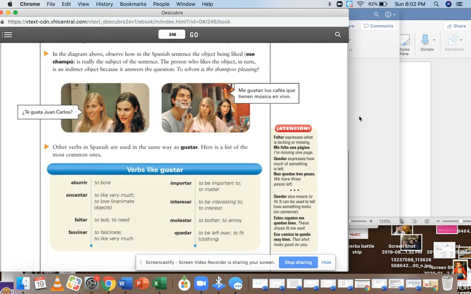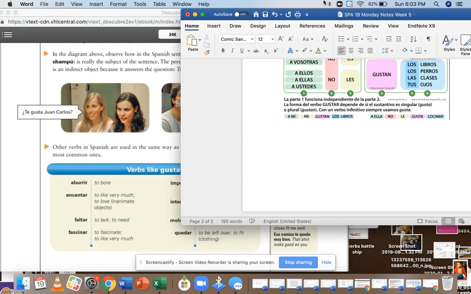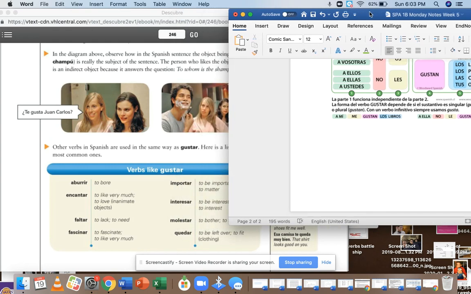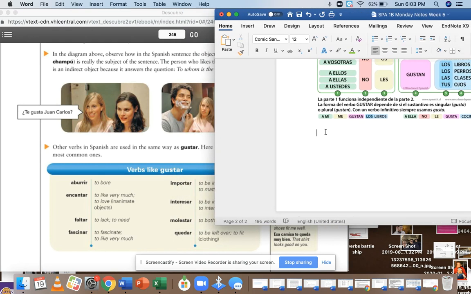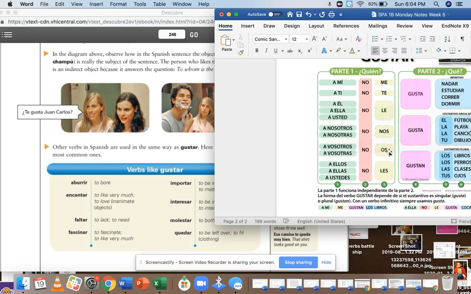So, for example, if you were to say, homework bores me. If you were to use the verb aburrir, the same way that we'd use gustar, we'd say, let's talk about homework. La tarea me aburre. Okay? It's not conjugated the same way as a regular verb. We have to use the construction that we just talked about with gustar, with the me, te, le, nos, les.